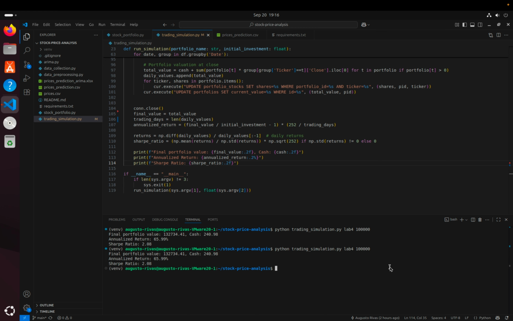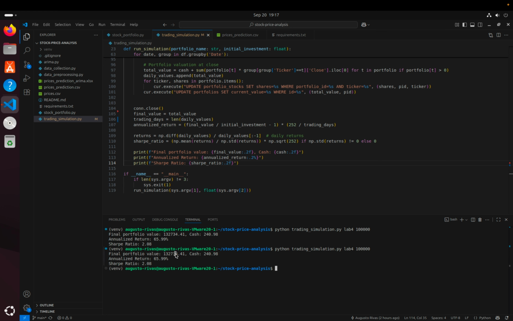And then the second parameter is whatever initial investment you want to give the portfolio in order to run the simulation. So I'm just executing the trading simulation on Lab4, and then I'm giving it an initial investment of 100K. And these are the returns at the end. You can see they look pretty good. We got an increase from 100K to about 132K.